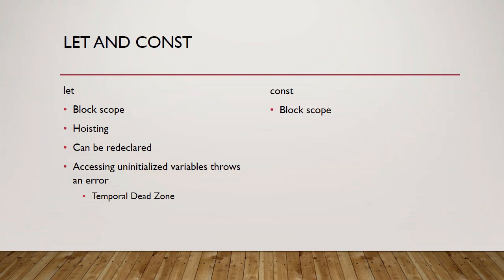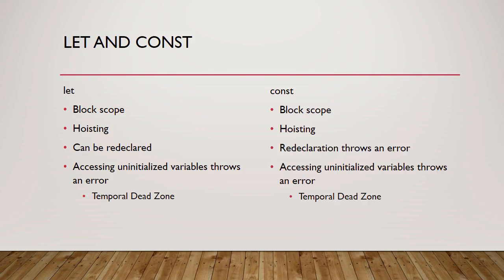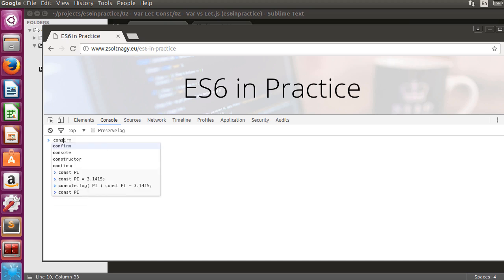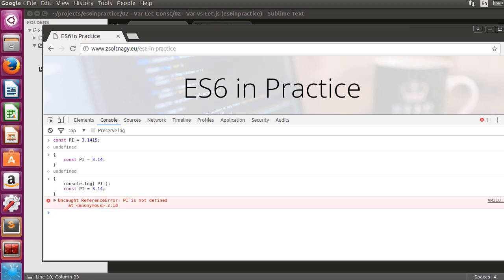Declarations with const are block-scoped and they are hoisted similarly to let. The temporal dead zone also exists for constants. The differences are that constants cannot be redeclared and they have to be initialized as soon as they are declared. We will now experiment with constants using the console. After defining a pi constant, you can see that another pi constant can be defined in a different scope. The temporal dead zone doesn't allow us to reference this constant though before its initialization. We can only reference a constant once it's initialized.